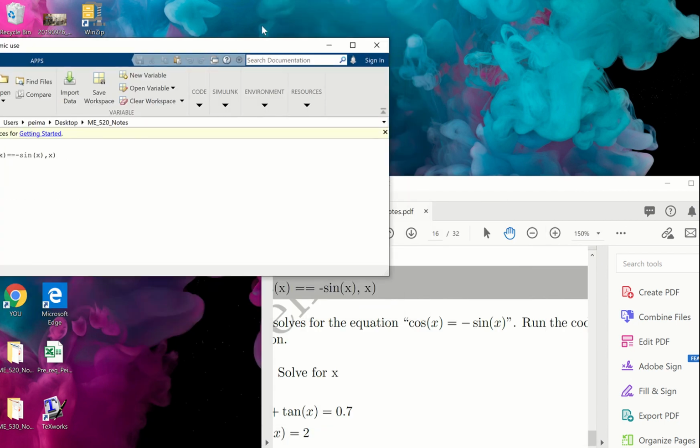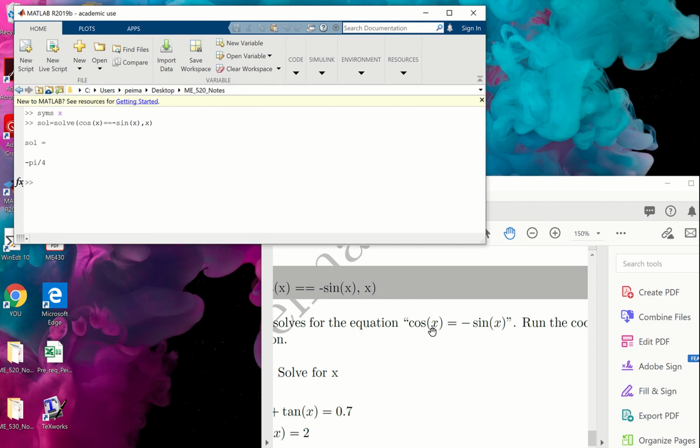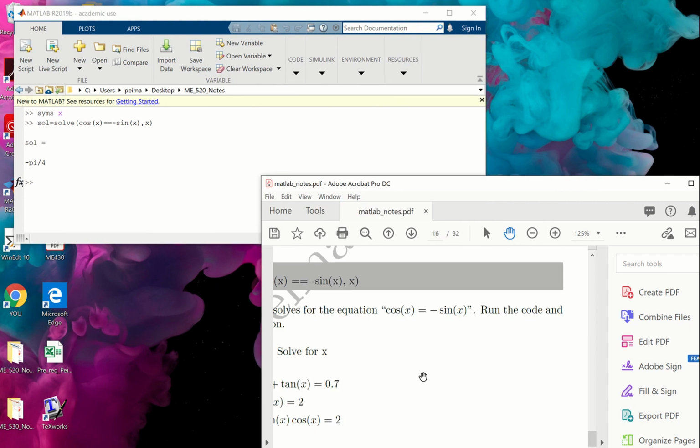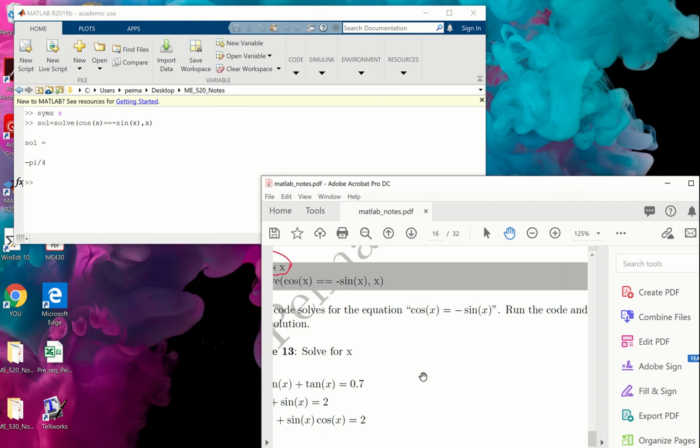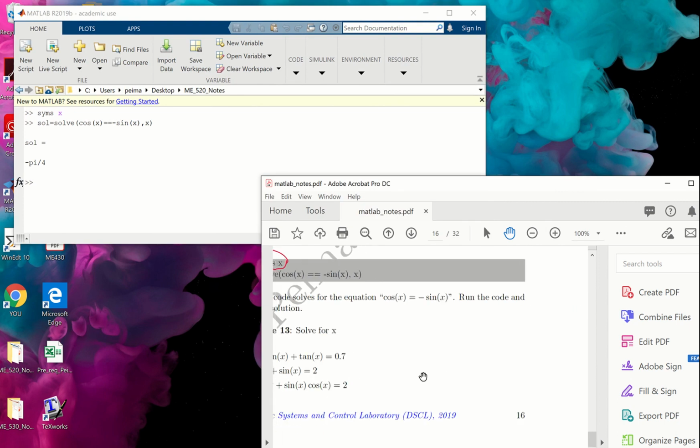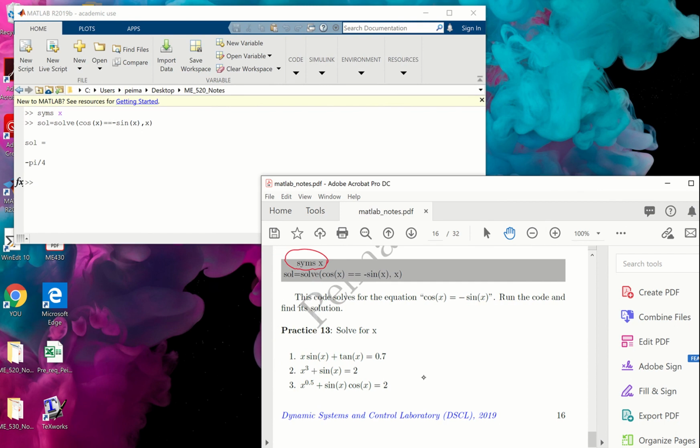Running, yes. Right. So as you see, this code solves for the equation. Run the code and find a solution as I did for you. Now let us do this. Okay, this equation we want to find.